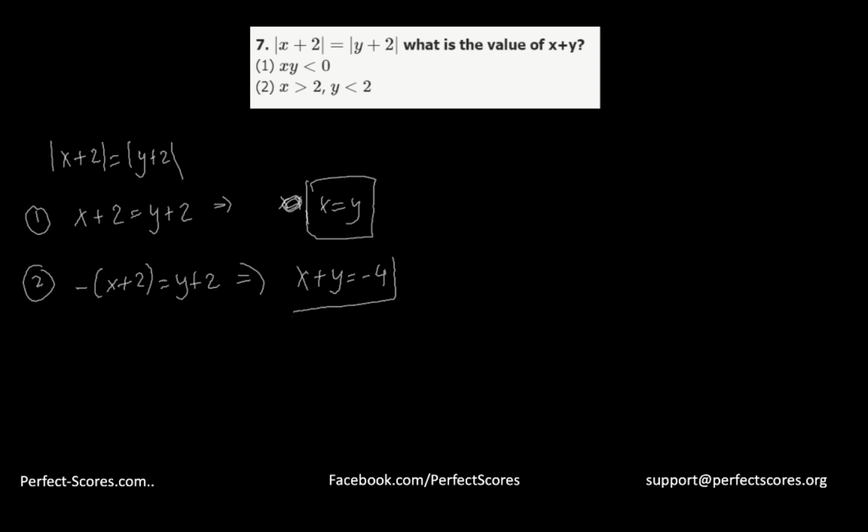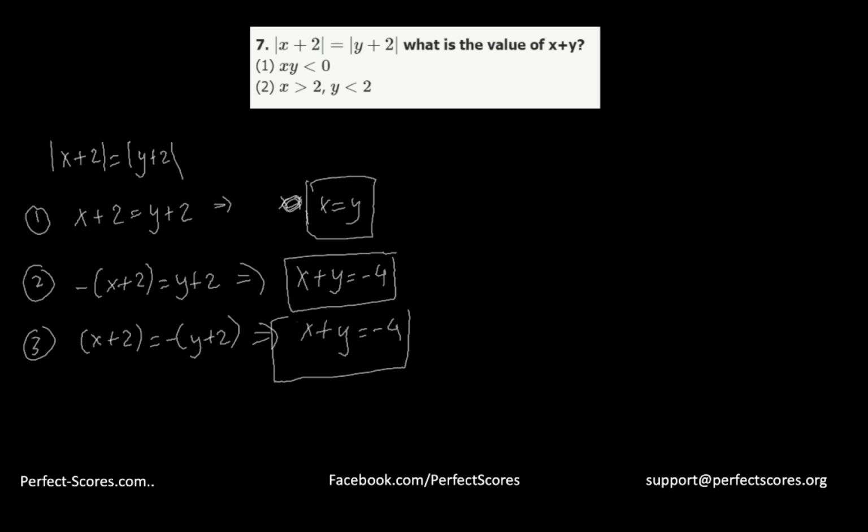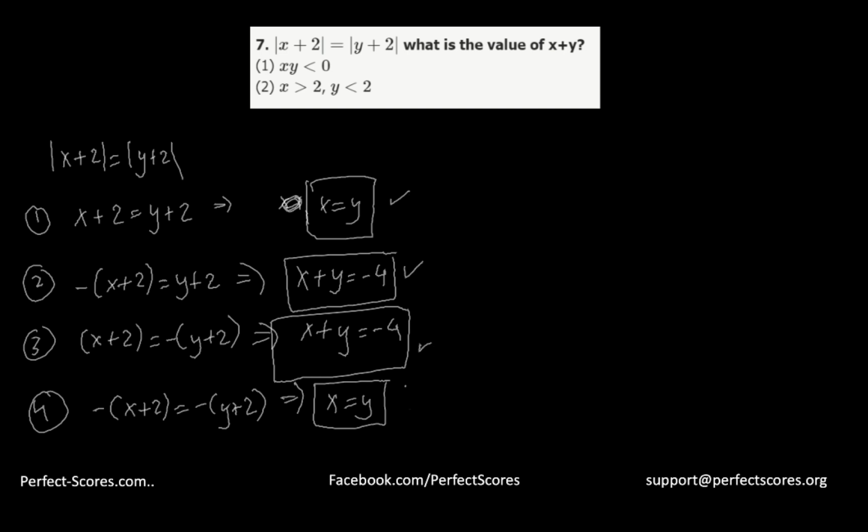What about the third one? It says x plus 2 could actually be equal to negative of y plus 2. What does that give me? That again gives me x plus y is equal to -4. What about the fourth one? Fourth one says negative of x plus 2 is equal to negative of y plus 2, and in this case here again x is equal to y, right?